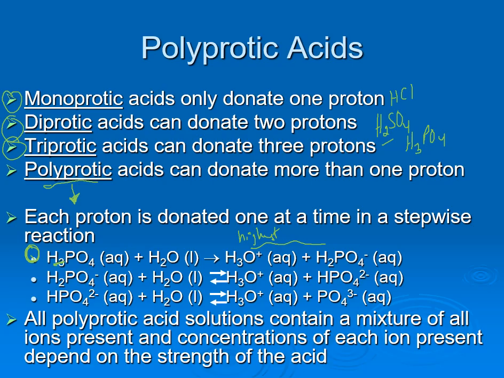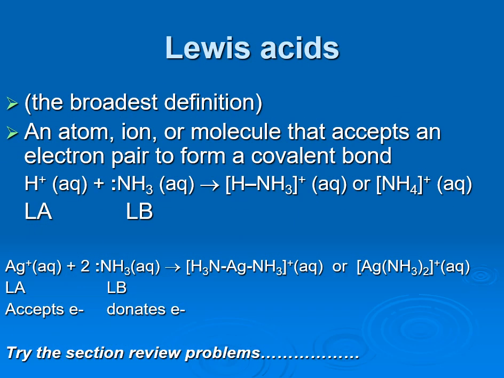All polyprotic acids will have a solution that will contain a mixture of everything you see here, with the first step always being the highest concentration and then less and less. So there'd be very, very little phosphate actually just by itself solvated in solution. Okay, we are 2 away from being done here, so thank you for sticking with me.